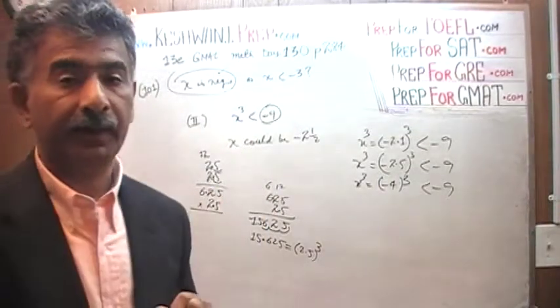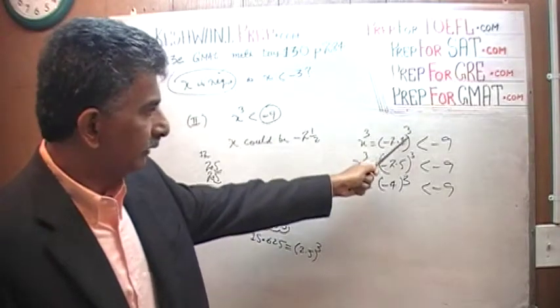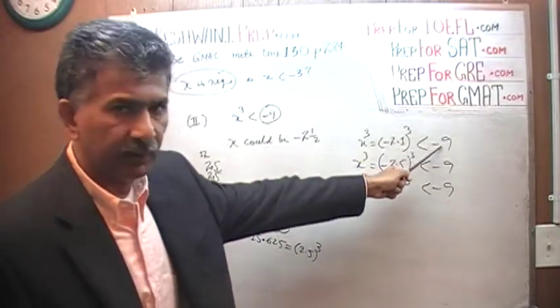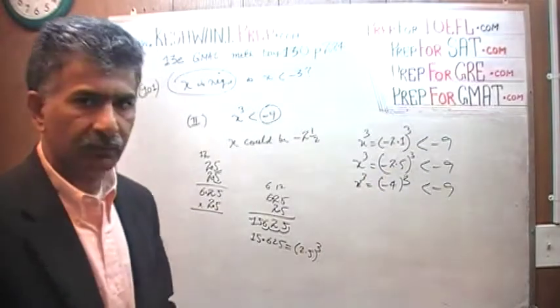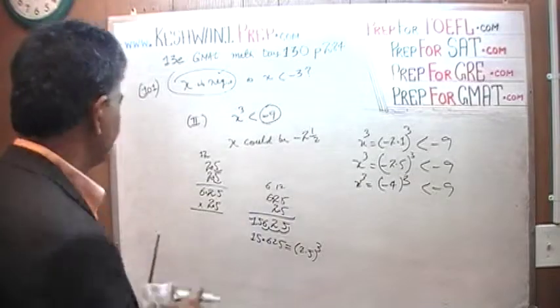Around negative 2.1, as we just found here. The cube of negative 2.1 is going to be very close to negative 9, something less than negative 9, and so on and so forth. So the point here is the second statement by itself is not enough.